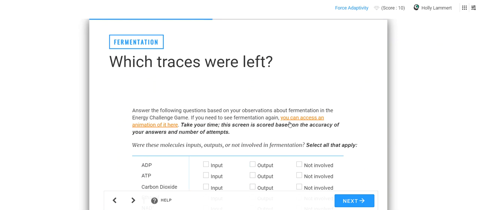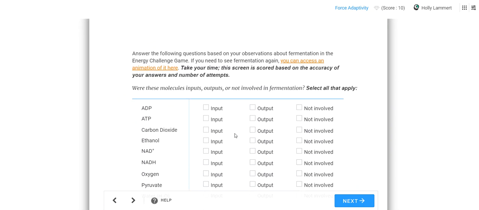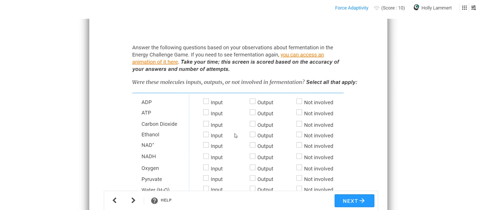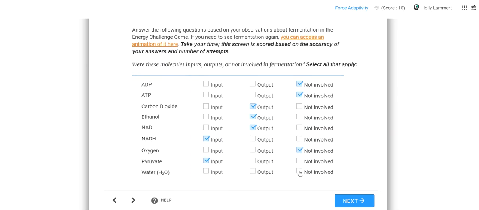So let's focus on those details. We can watch our animation again. But what inputs and outputs are or are not involved in strictly fermentation? So did fermentation use ADP or ATP? Not involved there. It did produce carbon dioxide and ethanol, and we put in the electron carrier in the full version and we got it out in the empty version. Oxygen was not involved. We did use pyruvate and we did not use water.